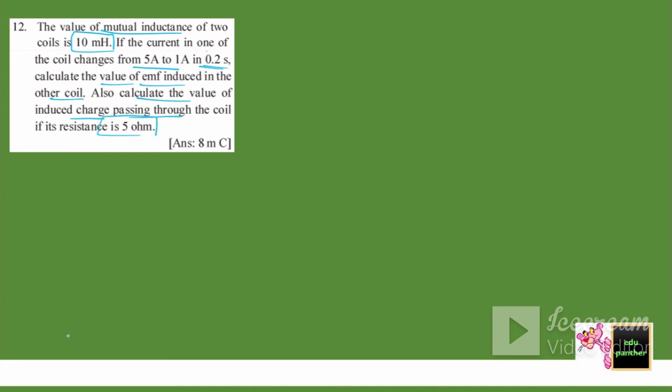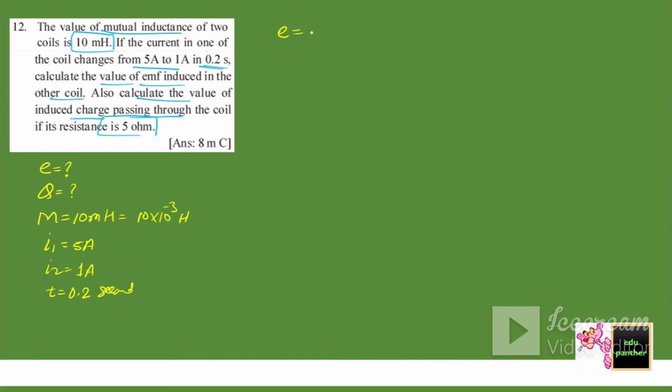See, we have to calculate two things. First of all, calculate the value of EMF induced, and second, what will be the charge passing through that coil, second coil. Okay, so value of mutual inductance is what? 10 millihenry. So 10 into 10 raised to minus 3 Henry. Current changes from, so let's say I1 is what? 5 ampere and I2 is what? 1 ampere in 0.2 second.